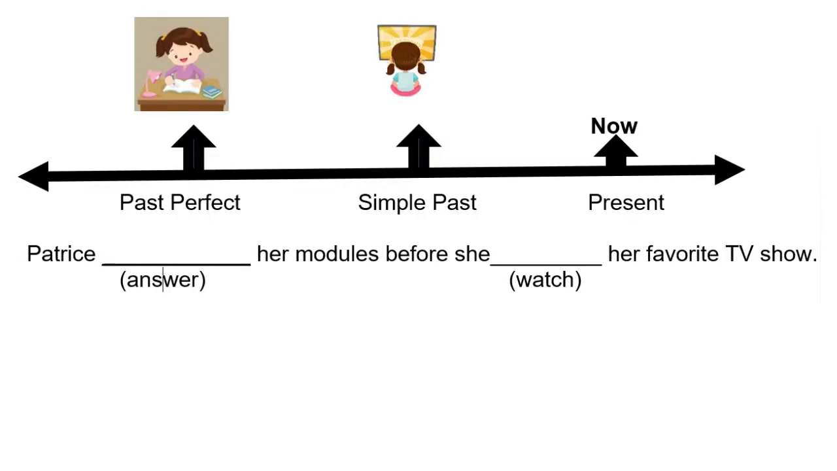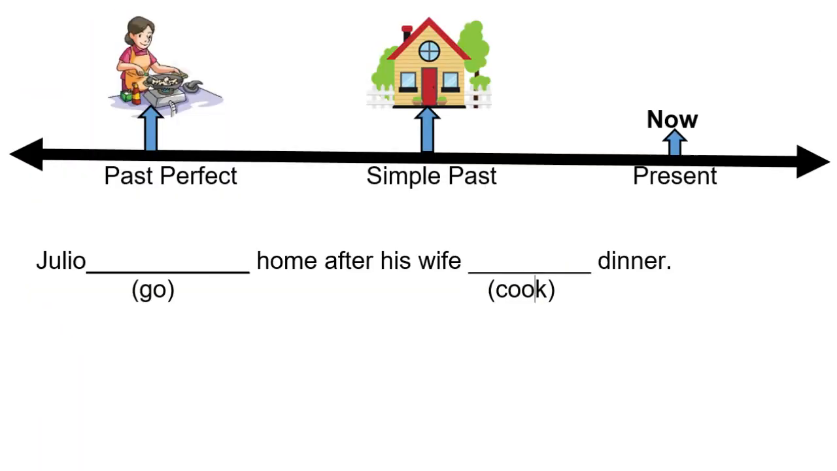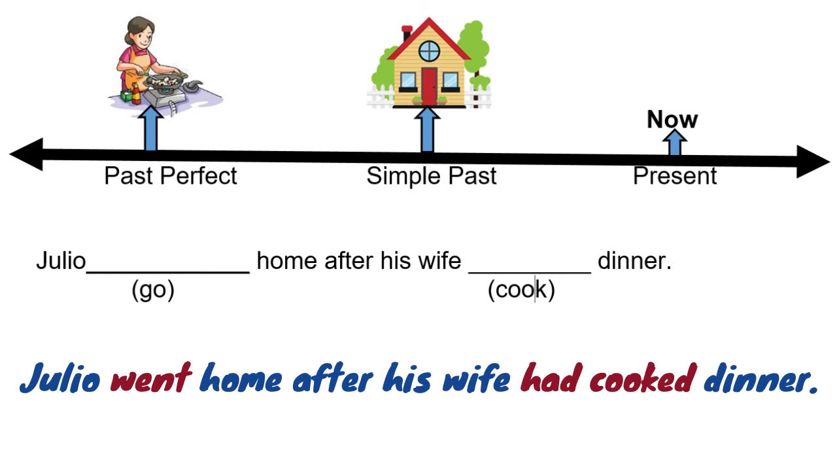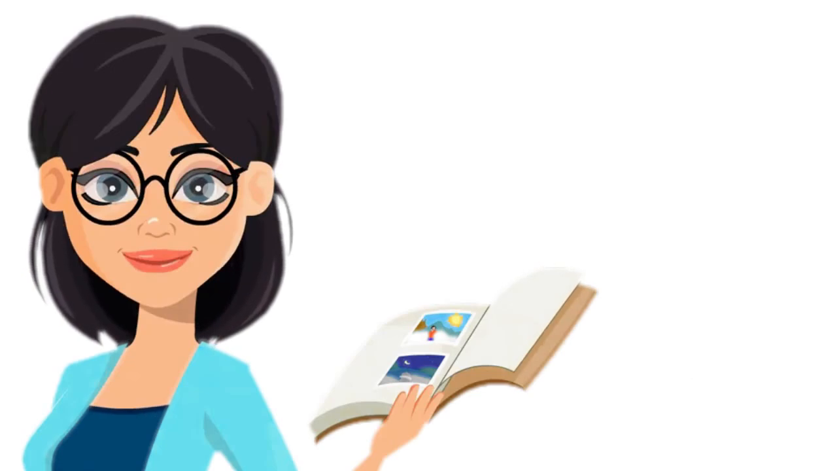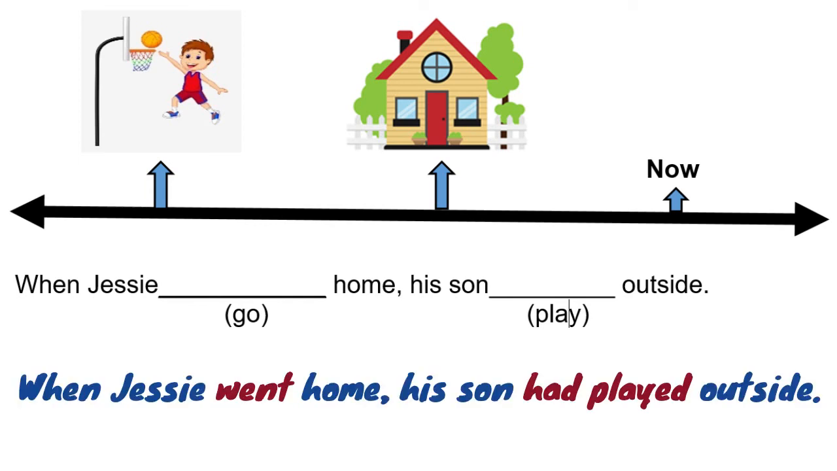Patrice blank her modules before she blank her favorite TV show. Answer: Patrice had answered her modules before she watched her favorite TV show. Next, Julio blank home after his wife blank dinner. Answer: Julio went home after his wife had cooked dinner. Next, when Jesse blank home, his son blank outside. Answer: when Jesse went home, his son had played outside.